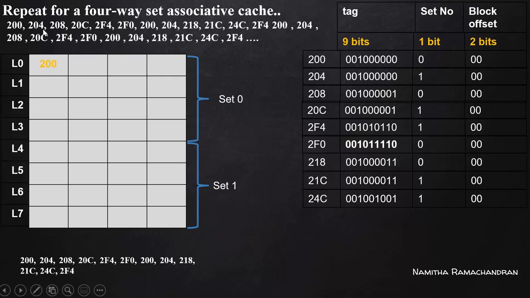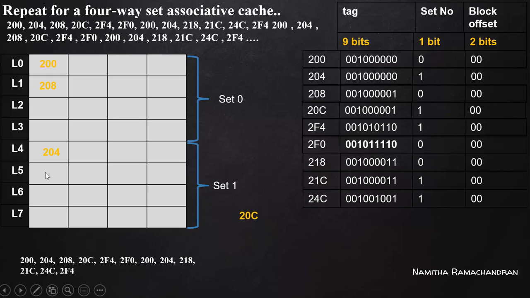Next is 204. 204, we need to place it into set number 1, anywhere in set number 1. Here all the lines of set number 1 are free now, so we can place it in the first free line. So 204 into line number 4. Next is 208, where we place this particular word containing the byte address 208 into set 0. Here the first line is already filled, so we can place it anywhere else. The first line which is free now is line number 1, so place it here.